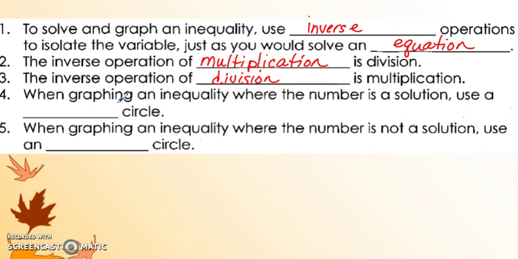Reminder, when graphing an inequality where the number is a solution, we use a closed circle. And when graphing an inequality where the number is not a solution, we use an open circle.